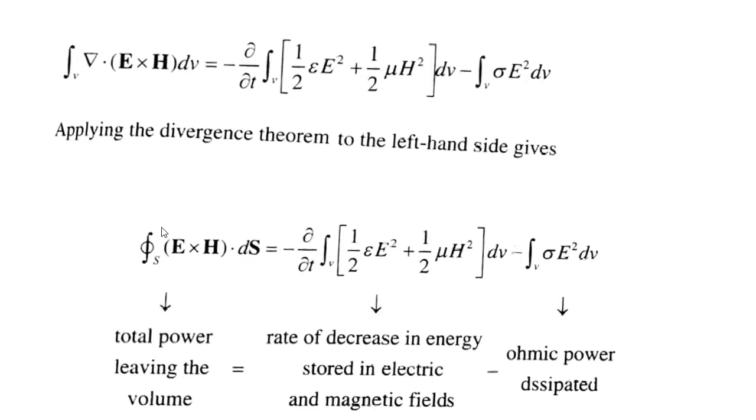And here you can find this vector E cross H. This vector is called the Poynting vector, and that's how this theorem is termed Poynting's theorem. What is the significance of the P vector, or E cross H? It is the total power leaving the volume.